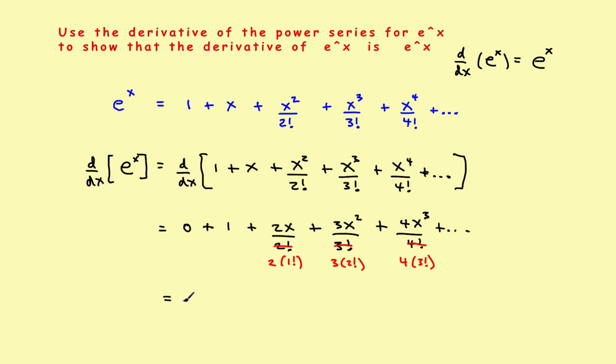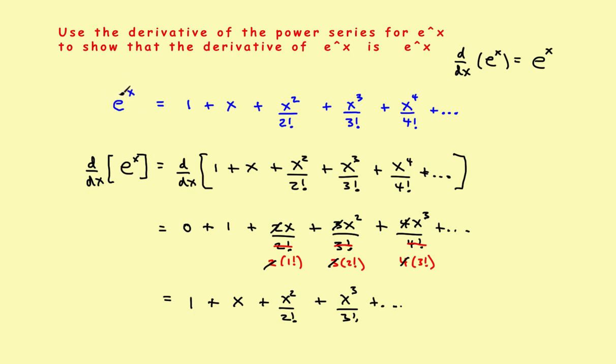First of all, the 0 disappears. Here's the 1. Then you can do this. This 2 will cancel out this 2, and it just leaves you with an x. An x over 1 factorial, but 1 factorial is 1. Here, the 3's cancel out, and you get x squared over 2 factorial. Here, the 4's cancel out, and you get x cubed over 3 factorial, and it goes on forever. Now, hopefully, if you look at this power series and look up here at the first line, it's exactly the same thing as what it was to start with.